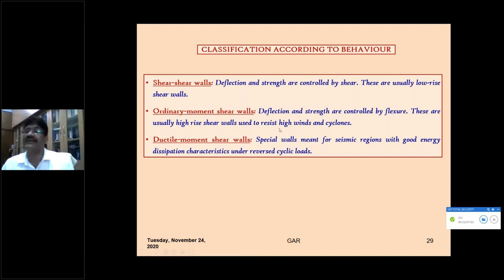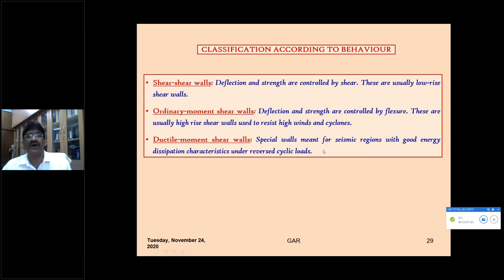Then another one is ordinary moment shear walls. The deflections are very large, and the design is controlled by the flexural moments, because the height to length ratio is more than 2. They are classified as slender walls. The slender walls predominantly fail in flexure. So the wind loads and earthquake loads or whatever other lateral forces will destabilize the system due to bending moment. But in the first case, the problem is due to high shear. So we have shear critical shear walls and flexural critical shear walls, depending upon the height to length ratio.